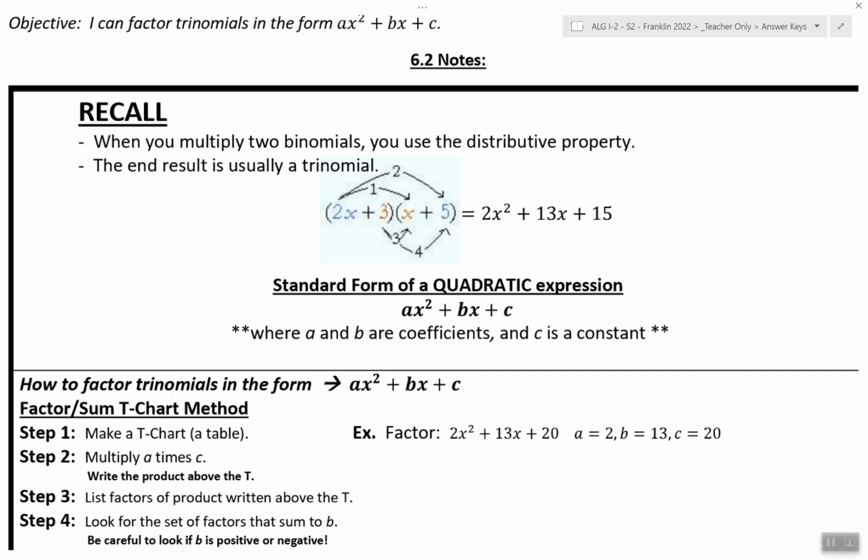So as we work through these, it is important to remember that in standard form of a quadratic, or really any polynomial, the highest degree comes first. So for a quadratic expression, which again is degree 2, which is a trinomial, we have ax squared plus bx plus c, where a and b are coefficients and c is a constant. So when you hear me refer to a, b, or c, we're talking about these numbers. A and b are the coefficients of the first two terms, and c is the constant.